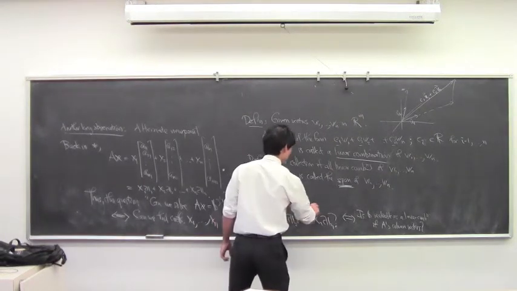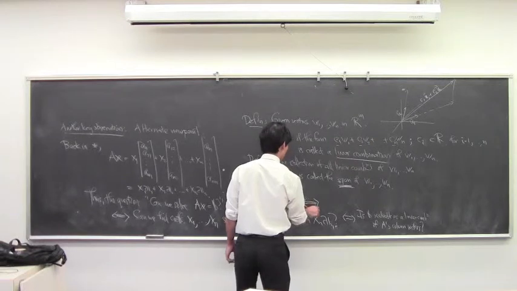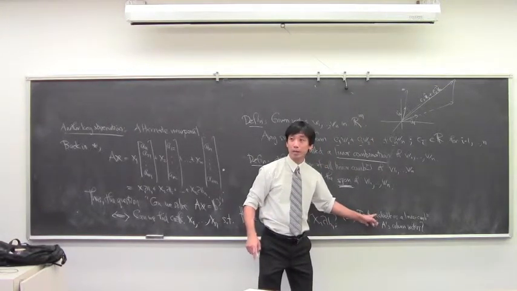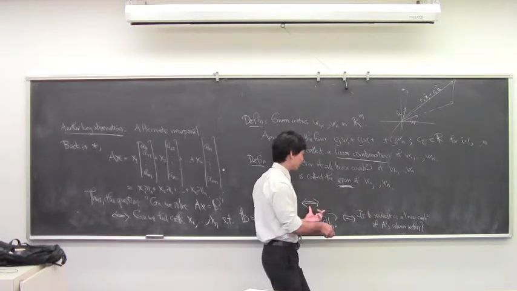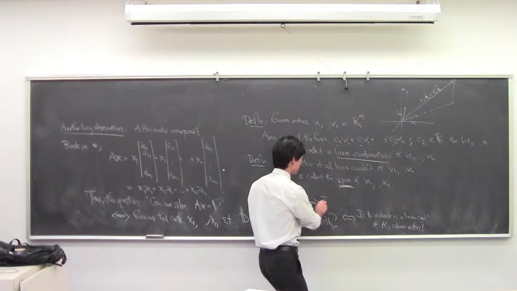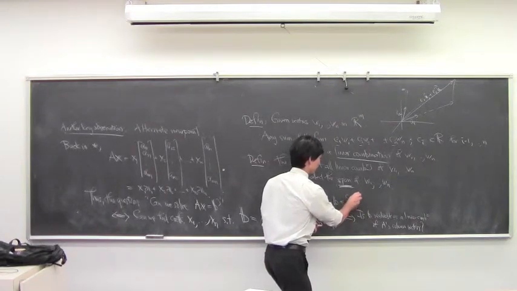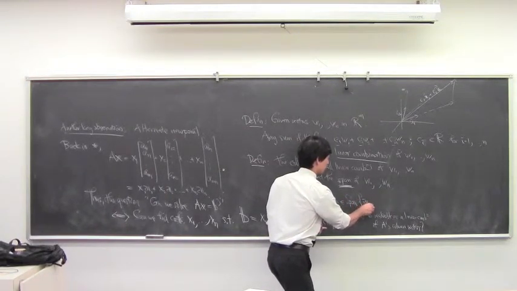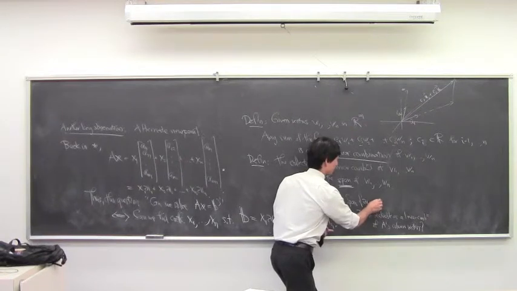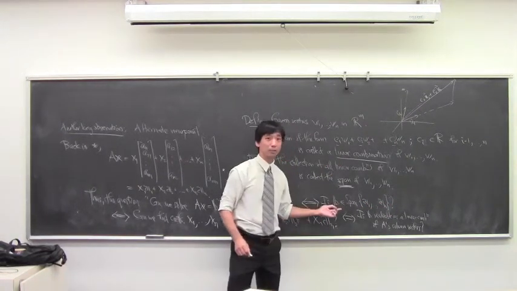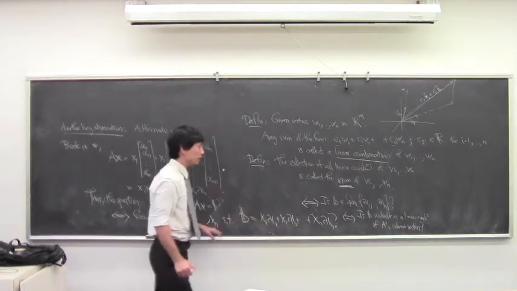So that gives us another way of rephrasing the question. Is b realizable as a combination of A's column vectors? We could talk about that in span language. Is b in the span of the column vectors of A? Is b in the span? So all of these are the same statement.